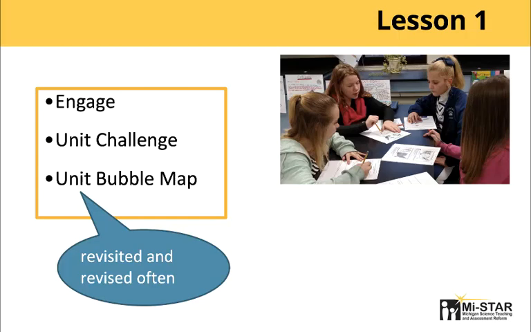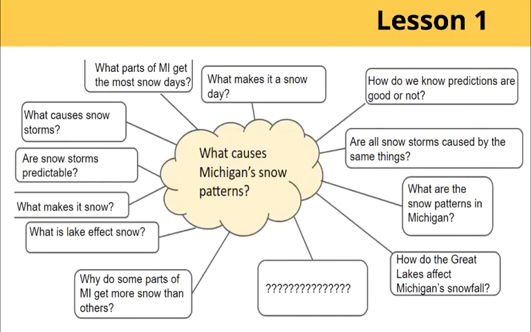Through the creation of a class unit bubble map, students have the opportunity to think about what they need to learn in order to answer the question and address the challenge. The unit bubble map will be revisited and updated during the unit, reflecting the greater understanding students achieve as they progress through each lesson. By now, students will have several questions on their unit bubble map to help them explore. Students begin their investigations by looking at why some regions of Michigan get more snow than other regions.